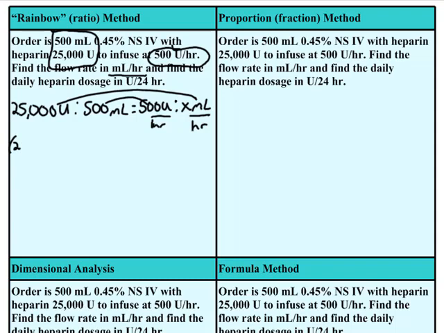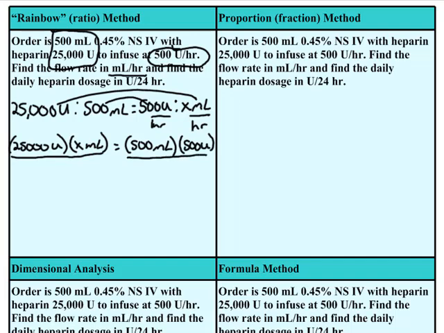We have 25,000 units times X milliliters gives us 500 milliliters times 500 units. We can divide both sides by the 25,000 units in order to solve for our X. As you can see, when you perform the operation 500 milliliters times 500 divided by 25,000, we end up with 10 milliliters, and the time is still in per hour because we never changed it.